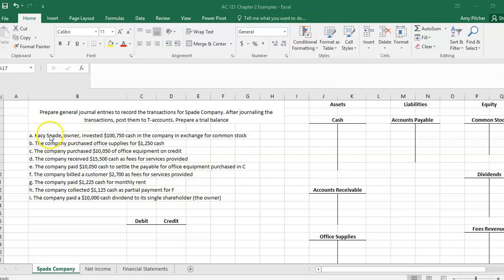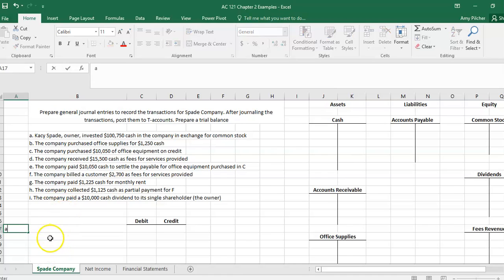We have a list of transactions for Spade Company. After we journal transactions, we post them to the T account. And then at the end, we will prepare a trial balance. As we're making journal entries, we need to remember that every journal entry has at least one debit and one credit. Those debits and credits must equal each other. We have a reference number for each journal entry.